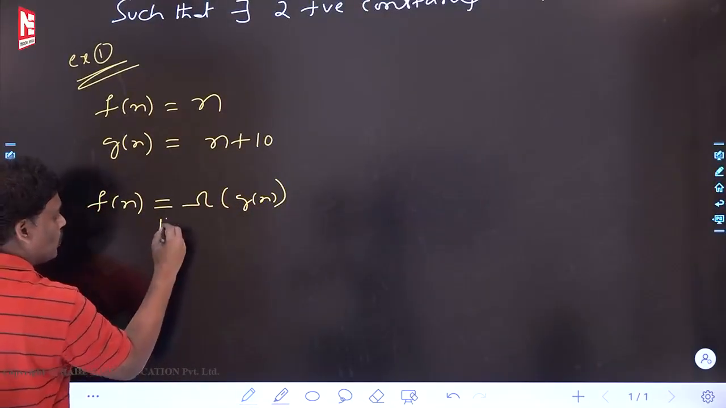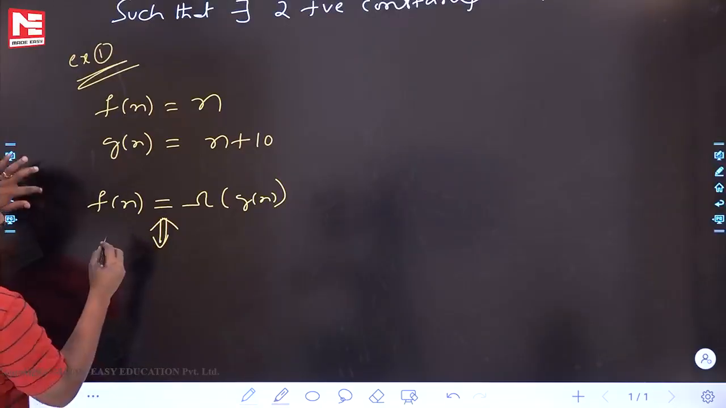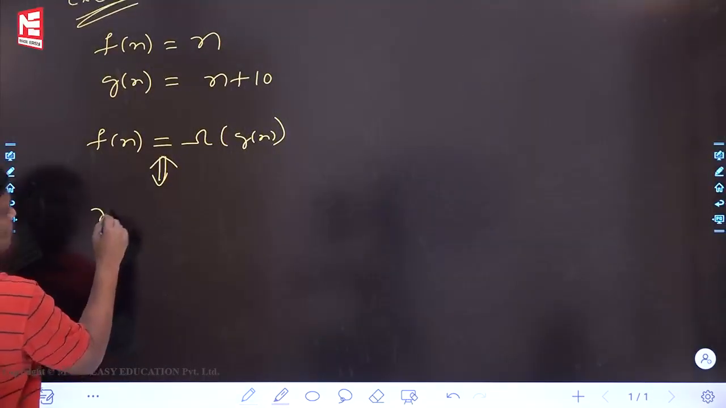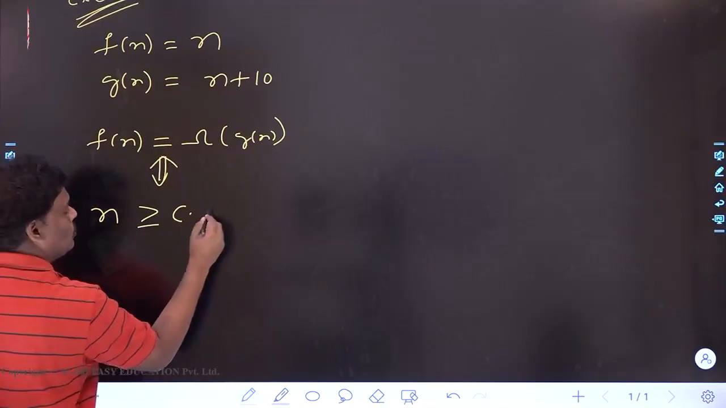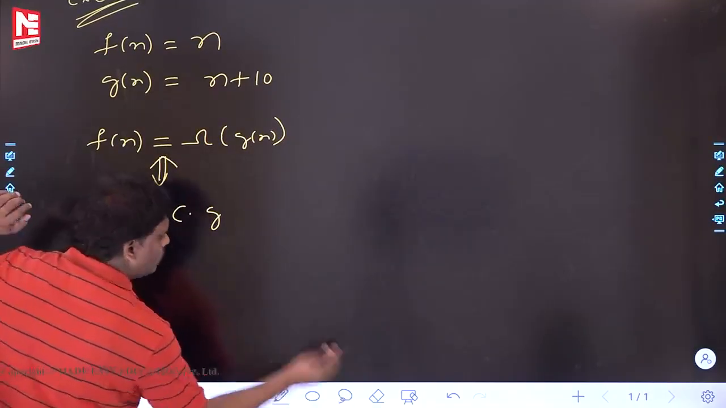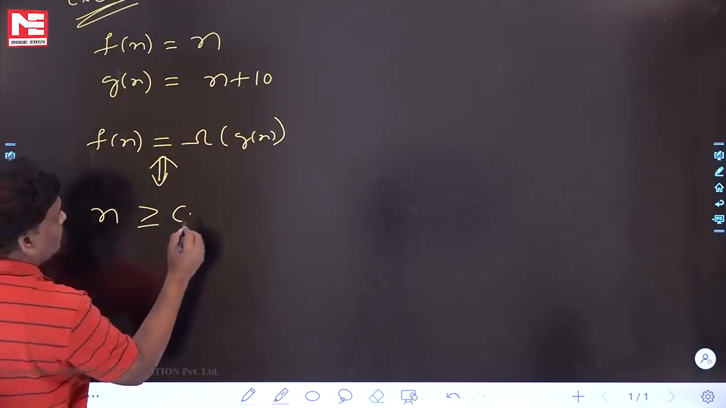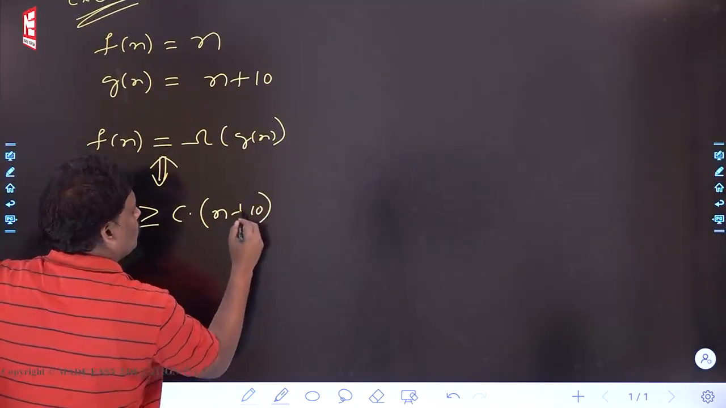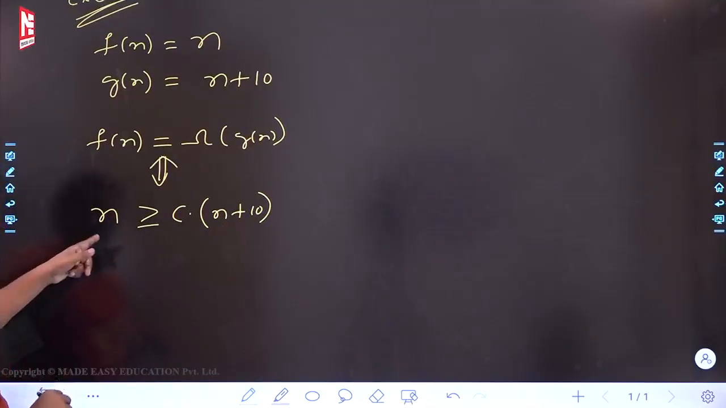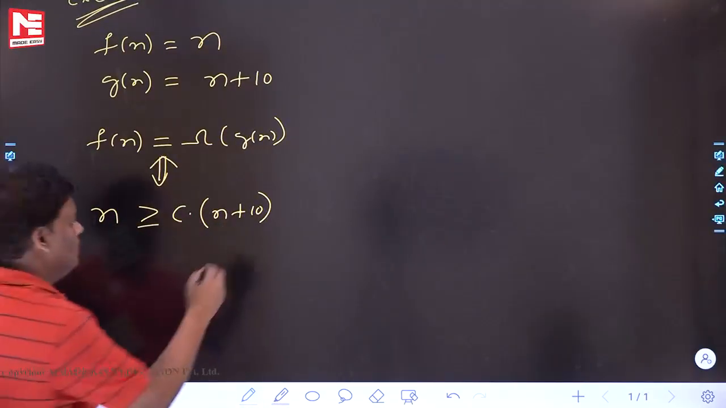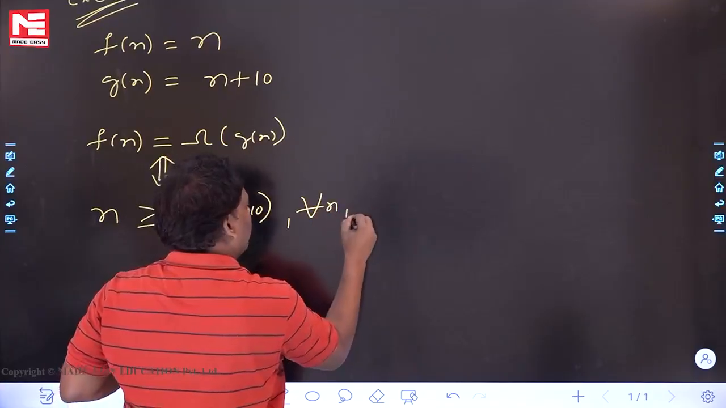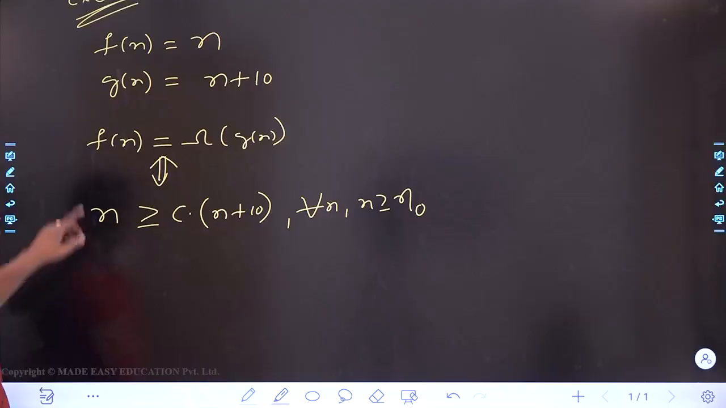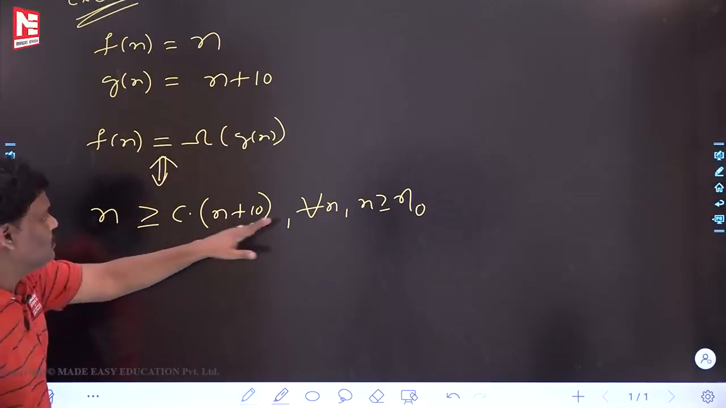If you want to prove this, what condition do you have to satisfy? See the condition. F of n is n, greater than or equal to some c into g of n. What is the g of n? N plus 10. So n is greater than or equal to some c into g of n, for all n where n is greater than or equal to n0. If I want to say this, I have to satisfy this definition.